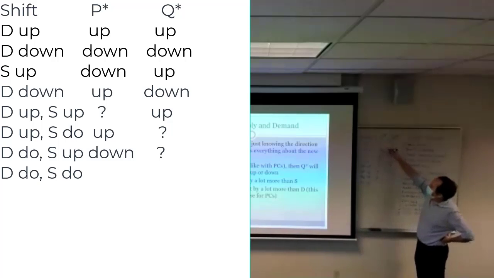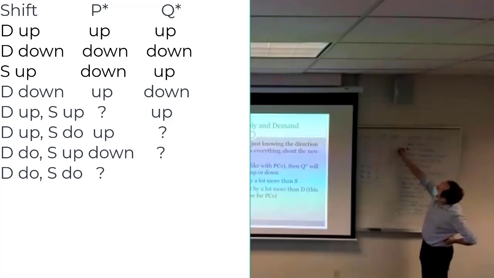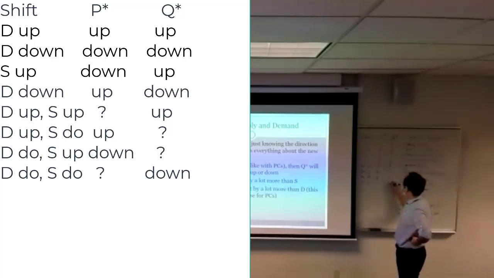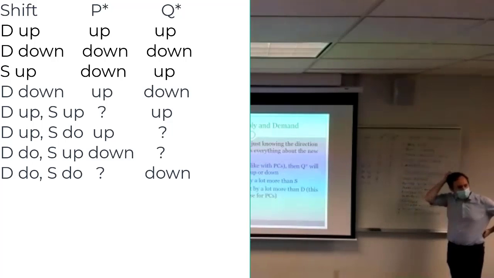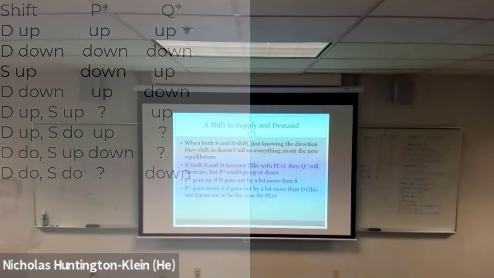Demand goes down, price goes down. Supply goes down, price goes up. We don't know. Question mark. Demand goes down, quantity goes down. Supply goes down, quantity goes down. Those agree. So quantity is going to go down. So that's as far as we can get if we only know the direction of the change. We don't know how big they are.